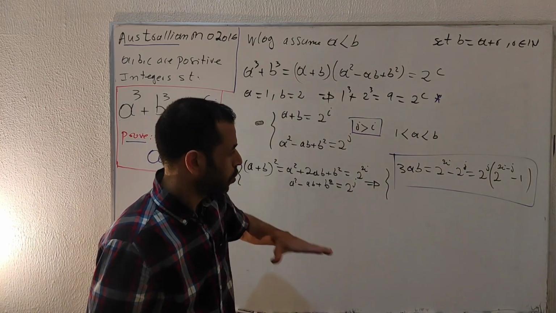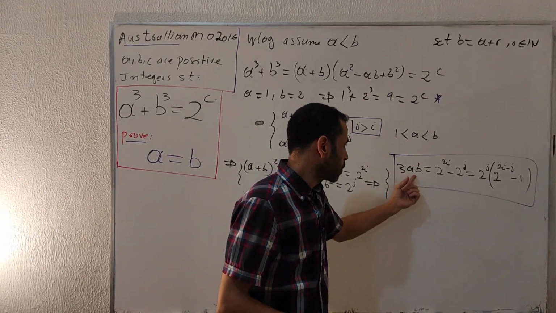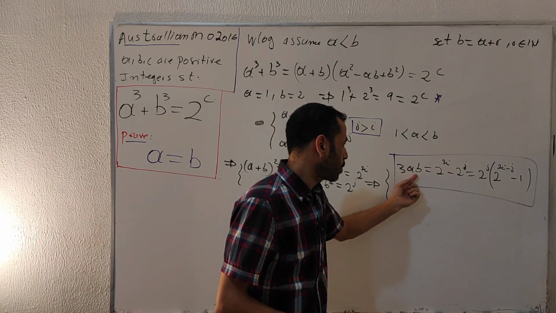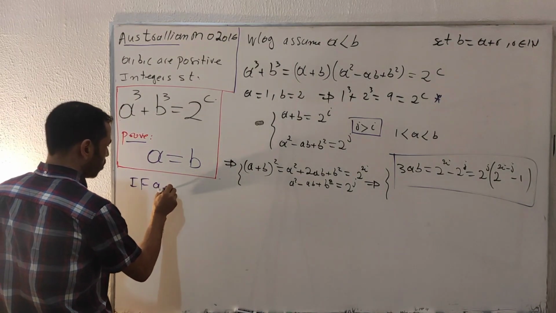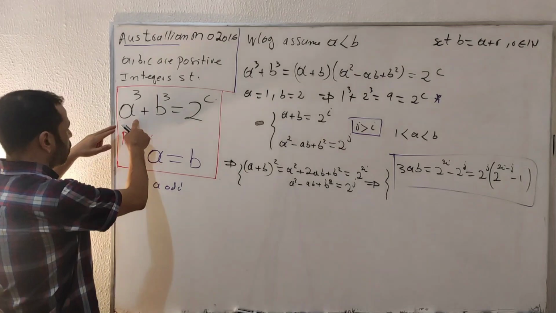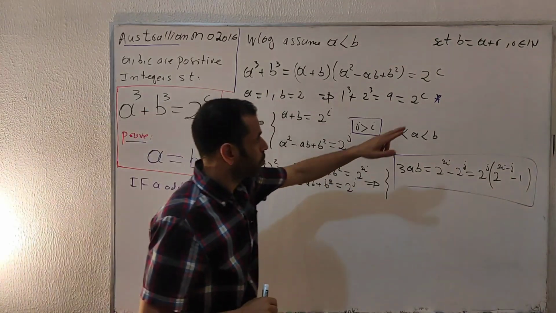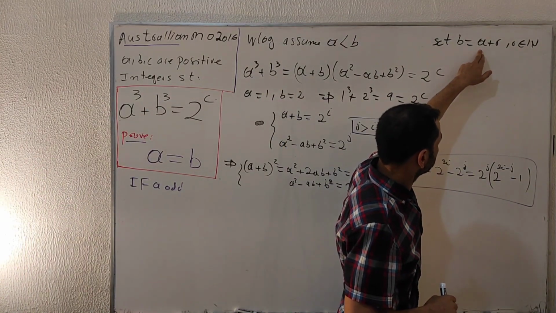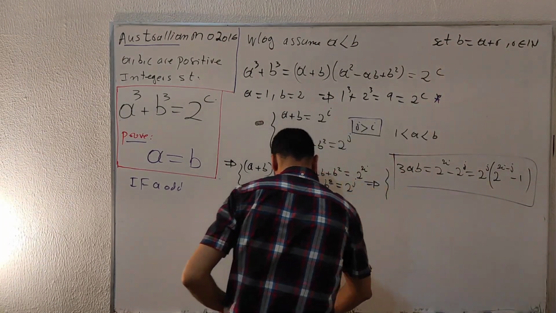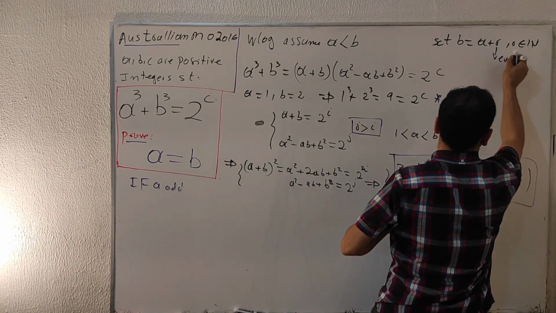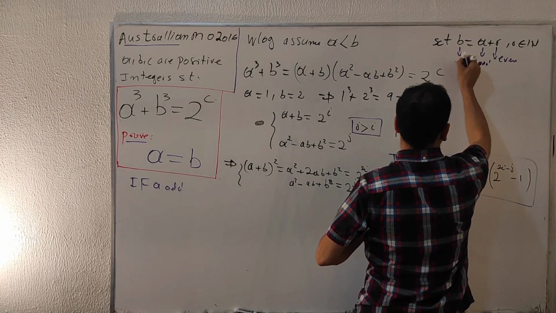Now we are going to break this into two cases: when A is odd, and when A is even. Let's consider the first case. If A is odd, B must be odd as well, because odd plus odd is even. Also remember, if A is odd and B is odd, R must be even in this case. This is odd, this is also odd.